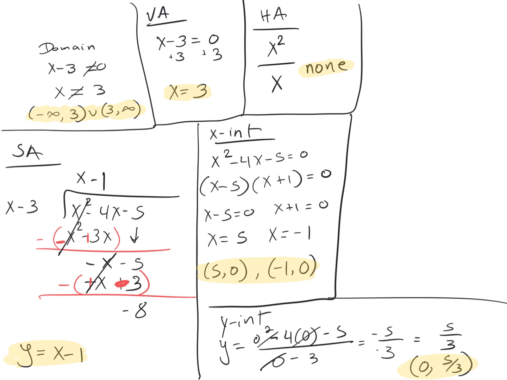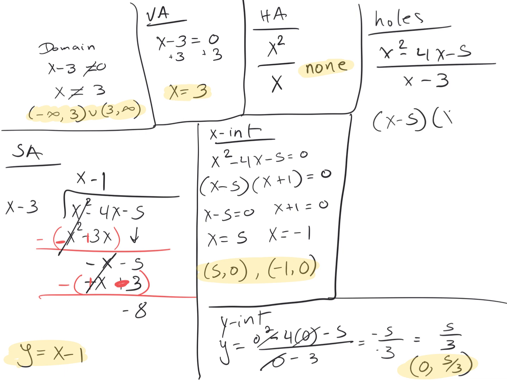Now we're going to be looking for the holes, which is the last thing we have. Again, we're going to factor the numerator and the denominator. I'm going to write out the equation first. Now, we already factored the denominator. There's nothing to factor with it, it's just x minus 3. And we already factored the numerator for the x-intercept. So I'm going to go ahead and just write x minus 5, x plus 1, and then down here, x minus 3. Now, there's absolutely nothing we can cancel, so therefore, we would have no holes in this problem.